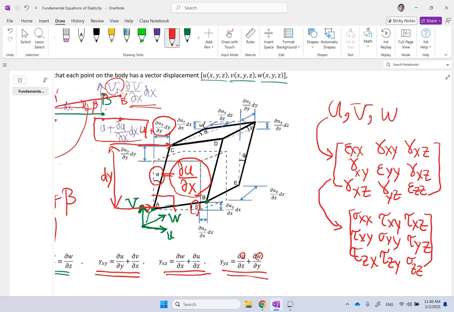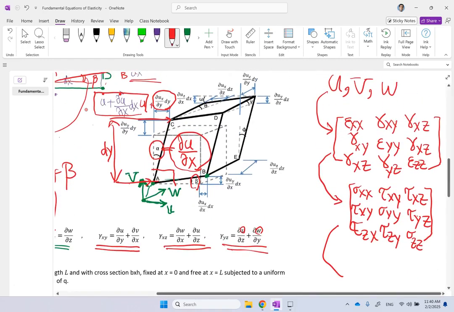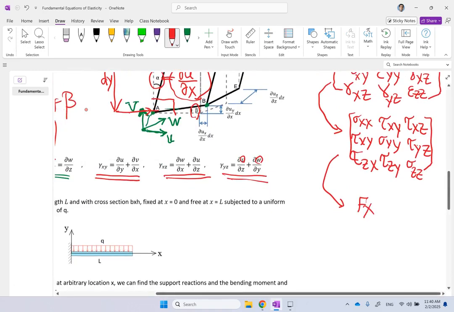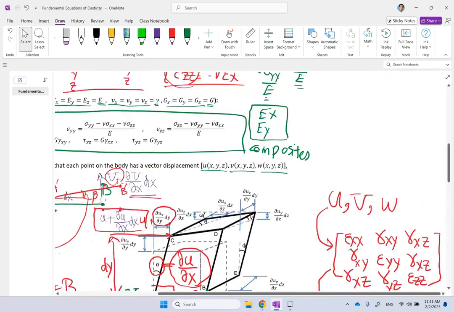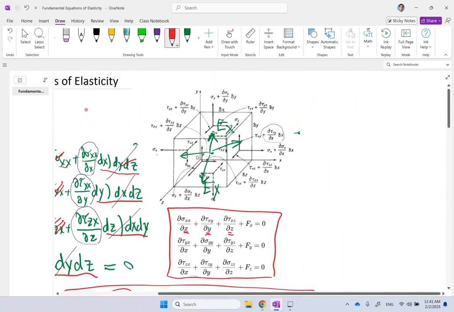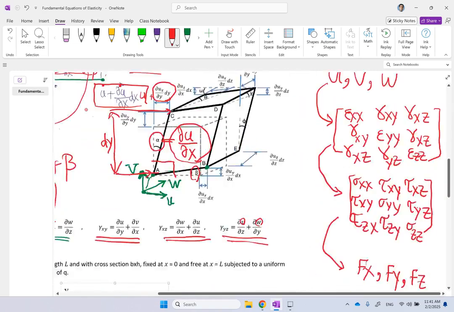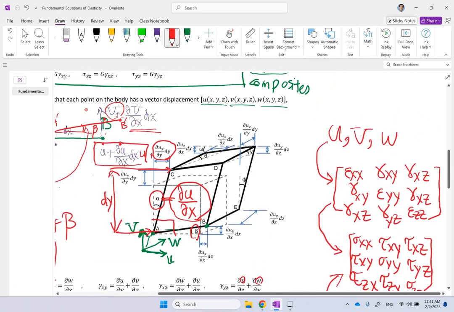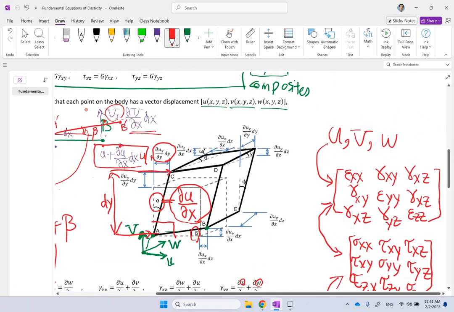Right? So you go by Hooke's law, and finally from here you can go to the body forces through the equilibrium equations. And many times you have it backwards. Many times you have the body forces plus external forces. So you have to solve those equations to go there, and then you go through Hooke's law to the strains, and from the strains you can go to the displacements.